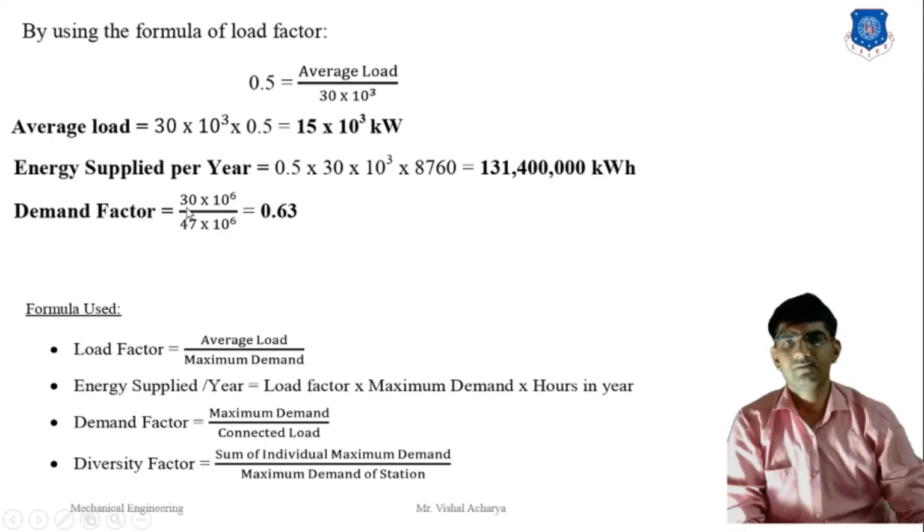Next is the demand factor. Demand factor is the maximum demand upon the connected load. Maximum demand is 30 times 10 raised to 6 and connected load is 47 times 10 raised to 6. This means 0.63. And diversity factor is the sum of the individual demands upon the maximum demand. Sum of the individual demands is 25 plus 10 plus 5 plus 7 megawatt, meaning 47, divided by 30 megawatt, which is the maximum demand. So here diversity factor is 1.56.